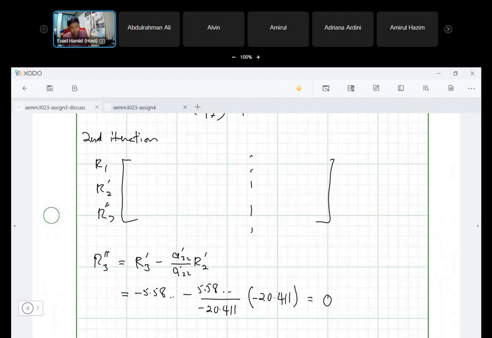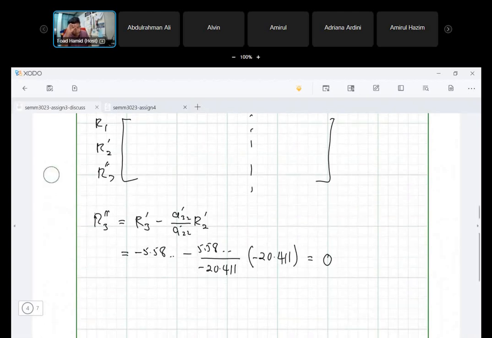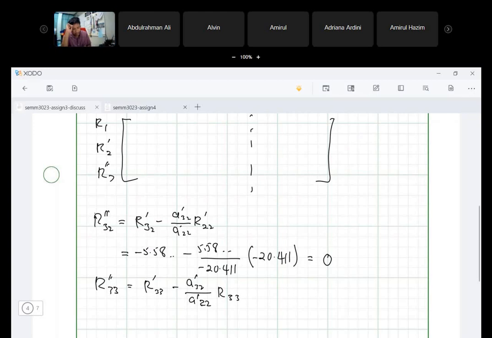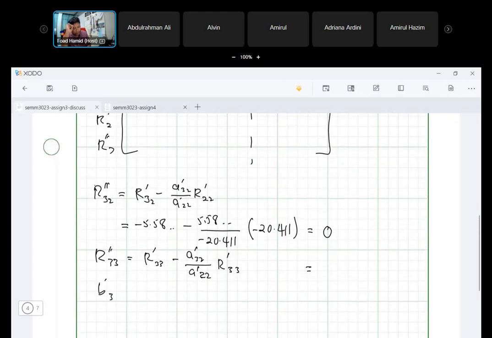So what you have here now, let me rewrite this after the, and of course you can do this. This is for R32 and A22, and then R33 double prime equal to R33 prime minus A32 prime over A22 prime times R33 prime. Okay, and this equals this value. And of course, now we have B prime 3, which is B prime 3 minus A prime 32 over A prime 22 times B prime 2. So this is the value that I get.